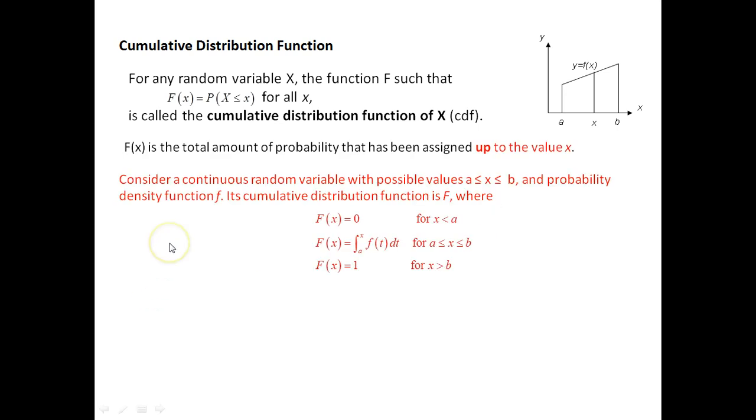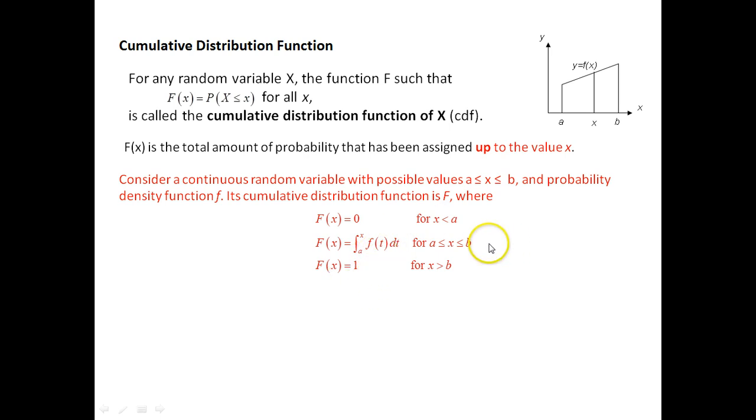So consider a continuous random variable with possible values between a and b and probability density function f. Its cumulative distribution function is capital F and is defined to be, below a there is no probability, so F of x is 0. So the cumulative distribution function is 0 below the first value. Between a and b is the integral up to a certain point of the function, and then above b it's the total probability, so it's equal to 1.